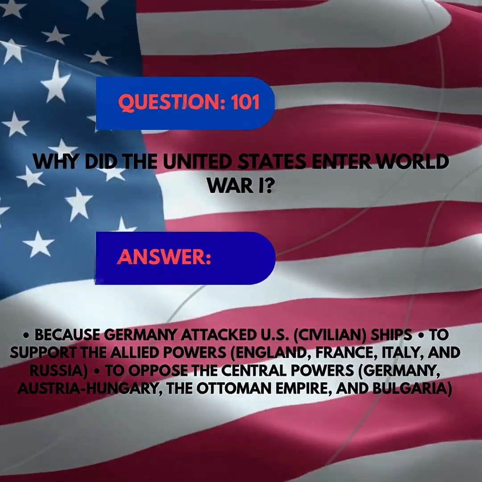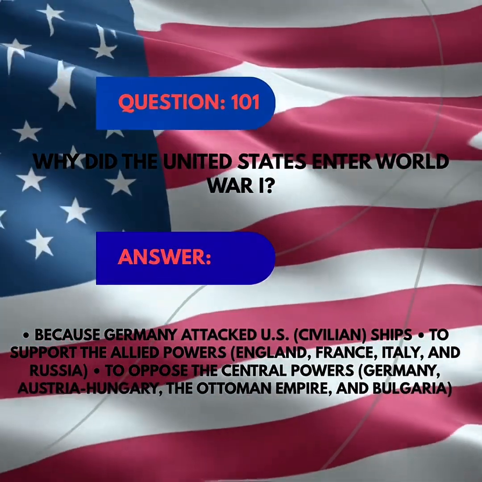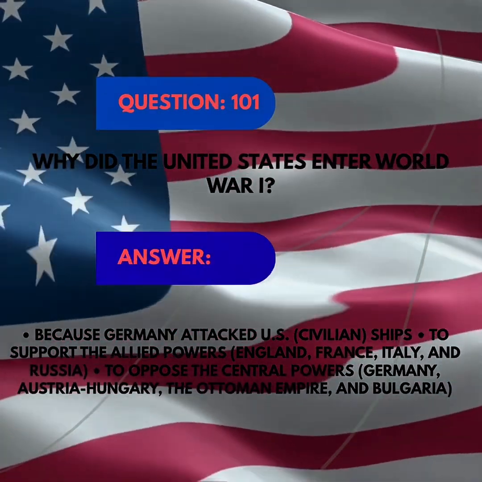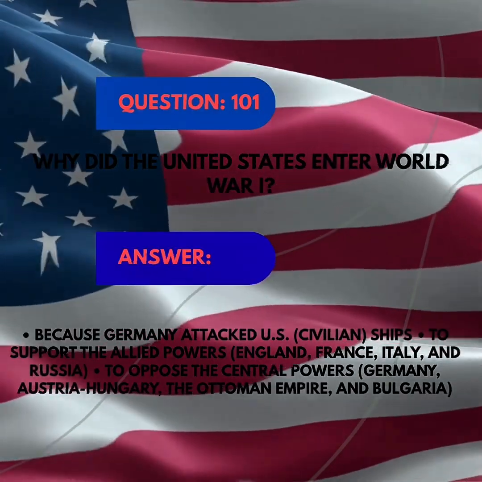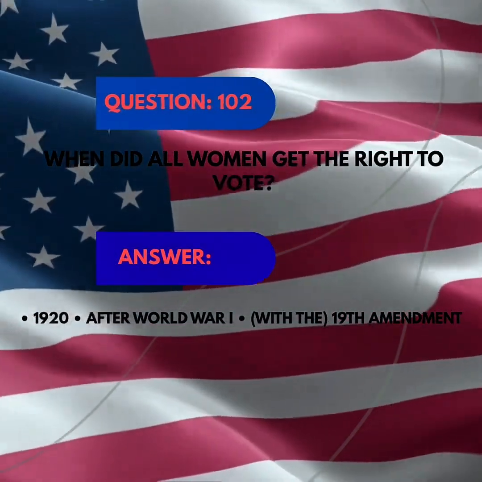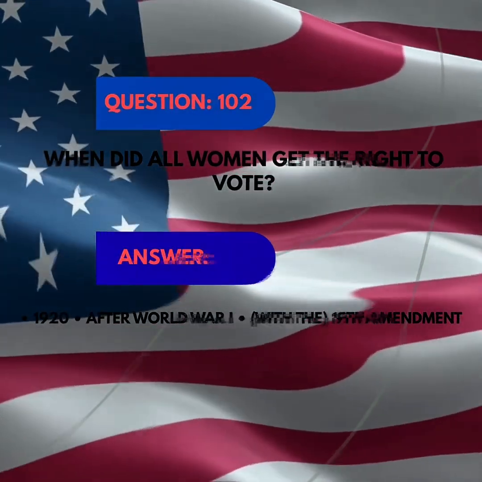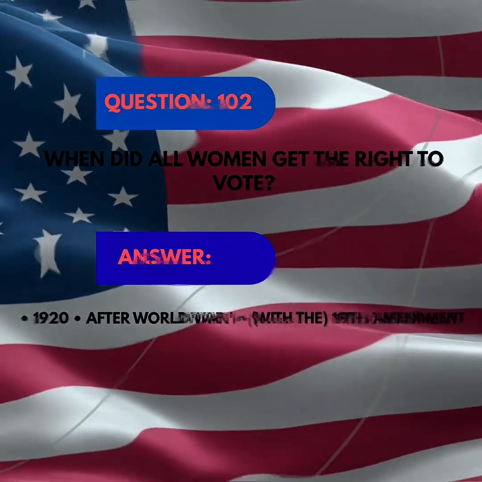Question 101. Why did the United States enter World War I? Answer: Because Germany attacked U.S. ships and to support the Allied powers. Question 102. When did all women get the right to vote? Answer: In 1920, after World War I, with the 19th Amendment.